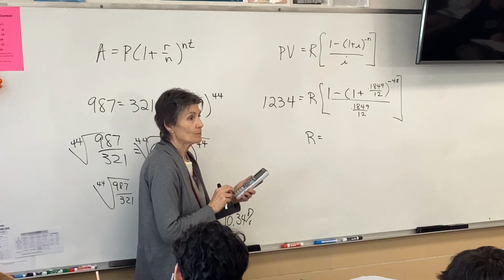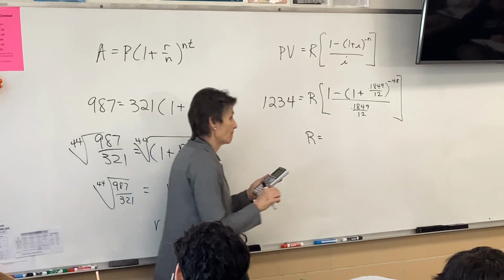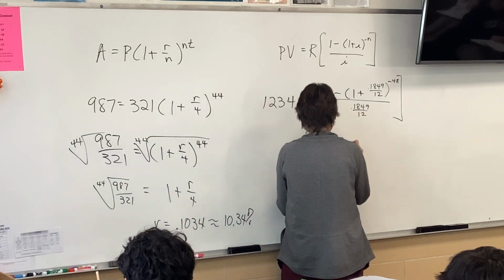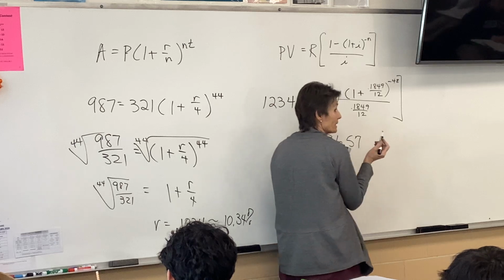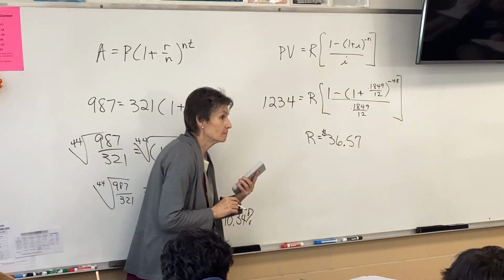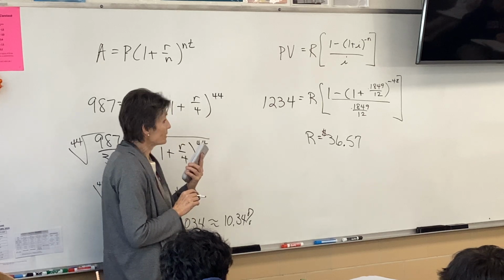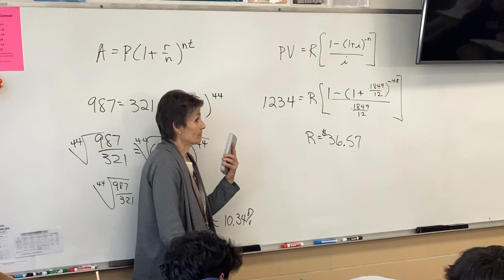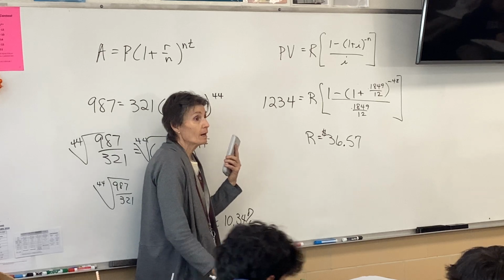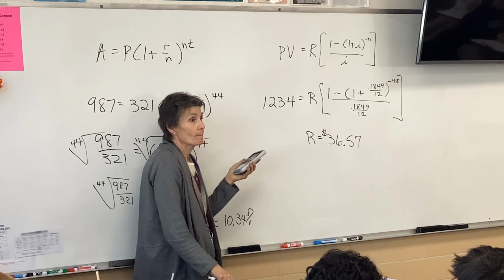Did you get an R value yet? 36.57. Remember it's money, so we're gonna have to round it off to the nearest hundredth. Can you just divide that fraction out immediately instead of doing it in steps? Yes, as long as you don't round it off. So what did they get? 36.57.